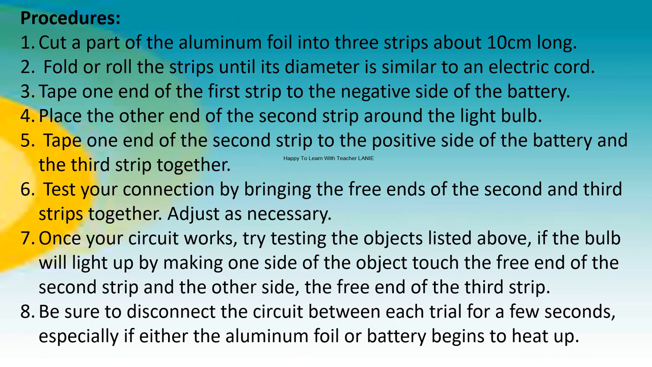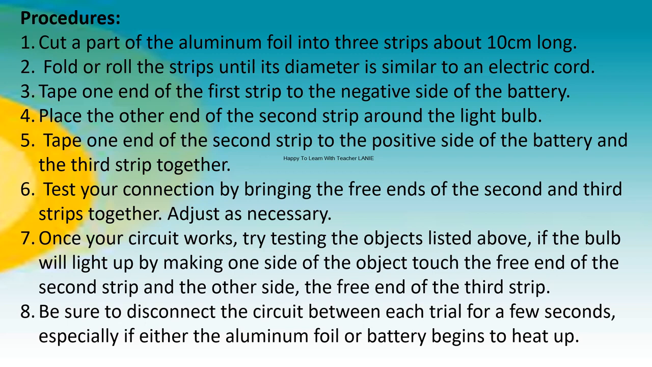Procedures: 1. Cut a part of the aluminum foil into 3 strips about 10 cm long. 2. Fold or roll the strips until its diameter is similar to an electric cord. 3. Tape one end of the first strip to the negative side of the battery. 4. Place the other end of the strip around the light bulb. 5. Tape one end of the second strip to the positive side of the battery and the third strip together.